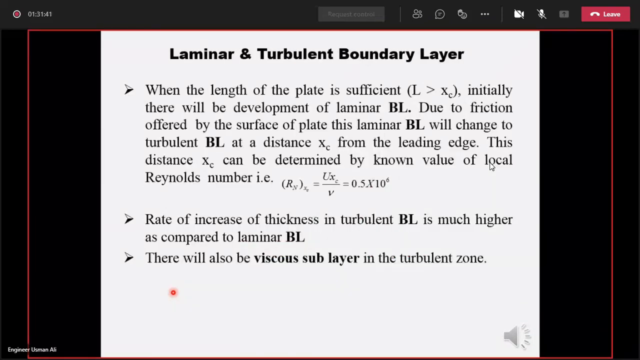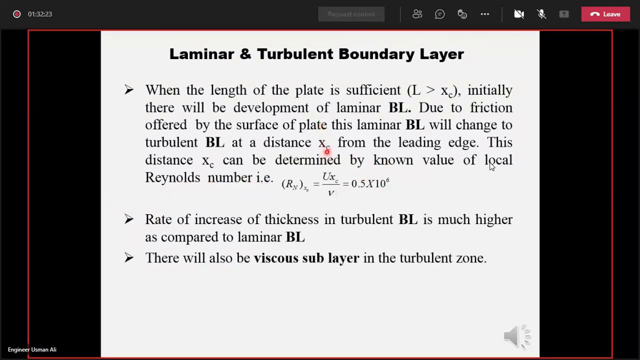The third type, in which both laminar and turbulent boundary layers exist, is called a transition boundary layer. For this there is only one condition: when the length of the plate is sufficient, that is L is greater than XC, initially there will be development of a laminar boundary layer due to friction offered by the surface of the plate. This laminar boundary layer will change to a turbulent boundary layer at a distance XC. So XC is the distance from the leading edge of the plate where the laminar boundary layer changes to a turbulent boundary layer. This distance can be determined by the known value of the local Reynolds number, which is 500,000.